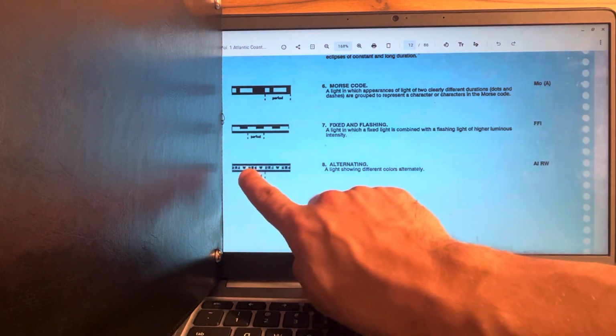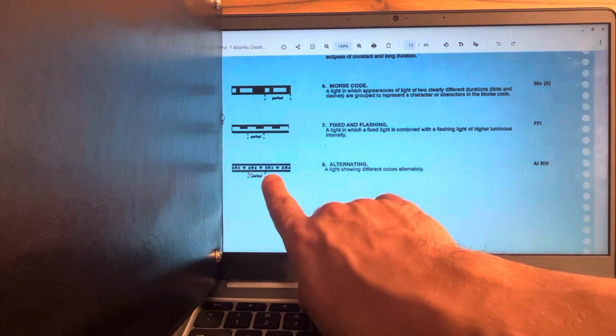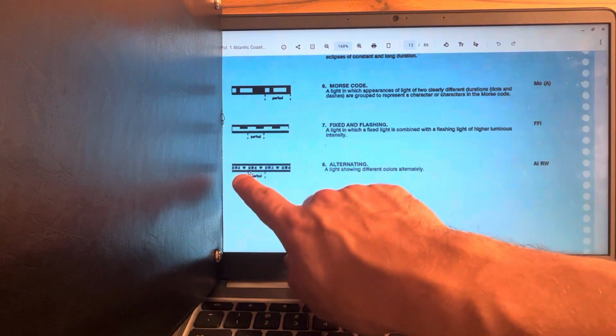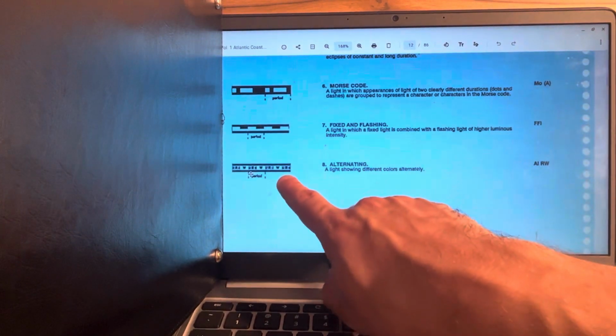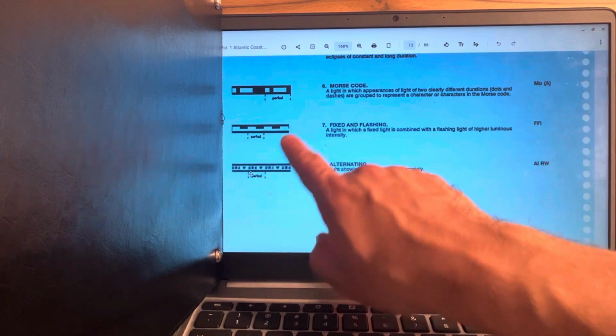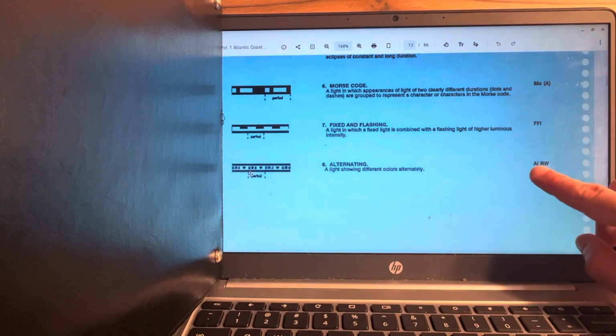And then this, it's really hard to understand what the writing is here because the text is just so low quality, but this is a light that alternates its color in a certain sequence. These should be relatively common. I've seen them where it just rotates between red and white and green, whatever it might be. This one is alternating red and white.